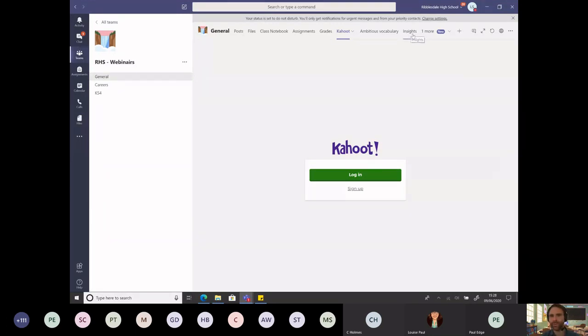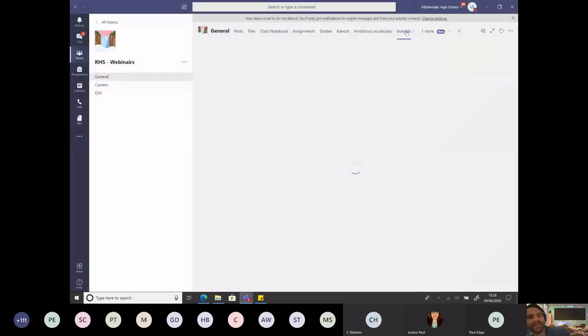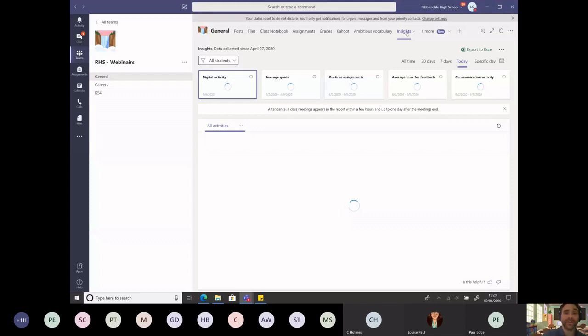And a really important one about that is, as well as those apps, there are also different functions. So this is a nice one, which is called Insights. All you need to do is go to the plus and search for Insights. And what Insights does is it gives you a way to track the activity that happens within Teams.